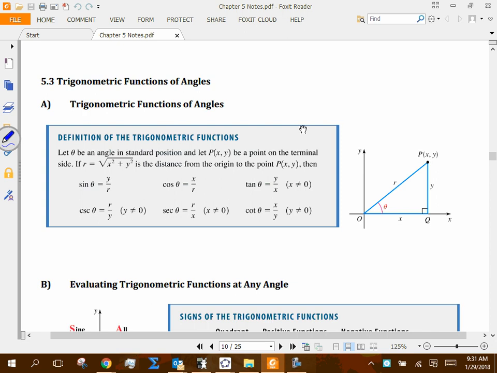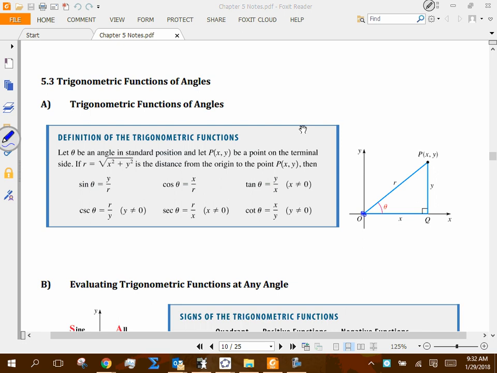So we're going to take one of our vertices and force it to be at 0, 0. And then the theta that we're interested in is going to be the angle created by the positive x-axis and our terminal ray, essentially the hypotenuse being the terminal ray. We're interested in that red angle, calling that theta.